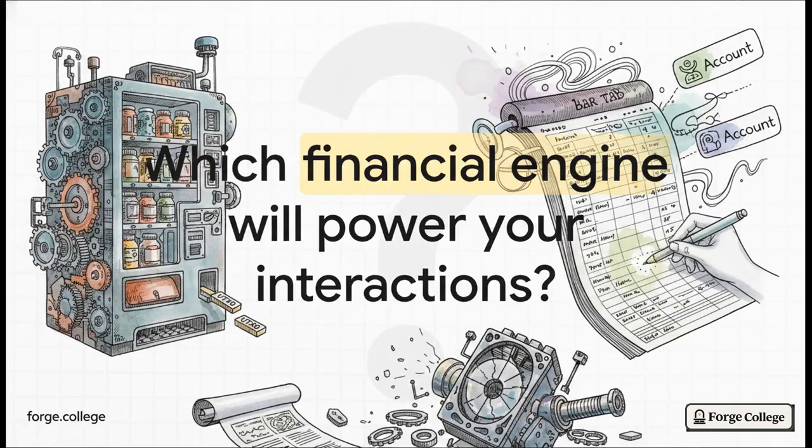So now that you know the intricate mechanics under the hood, when you go to build your next app, what's it going to be? Will you choose the atomic, unyielding precision of the UTXO vending machine or the fluid, global flexibility of the account bar tab? You got to weigh this carefully because the wrong choice could cost you everything.